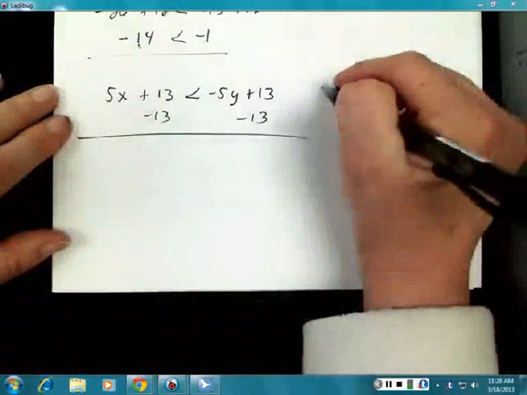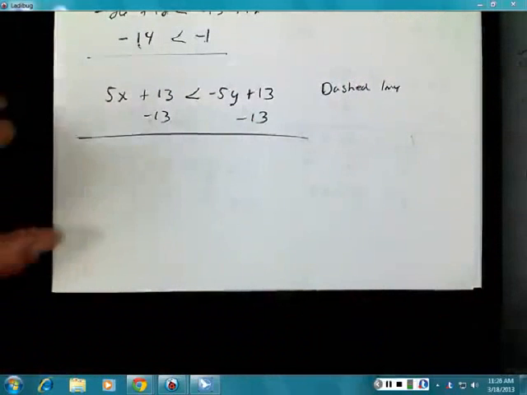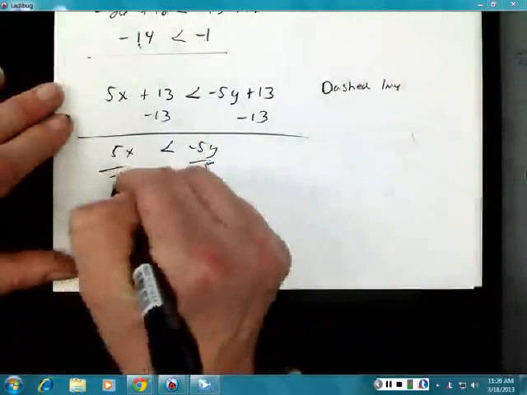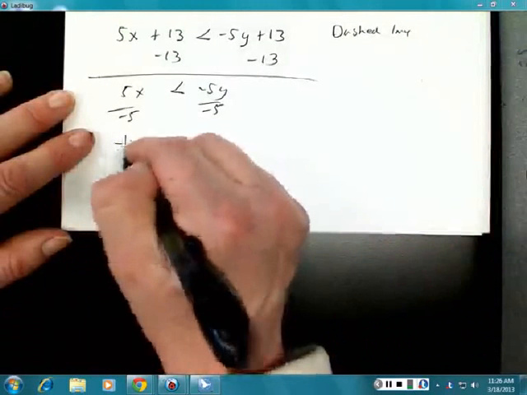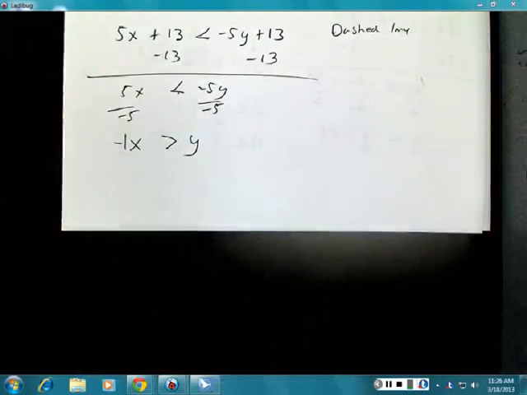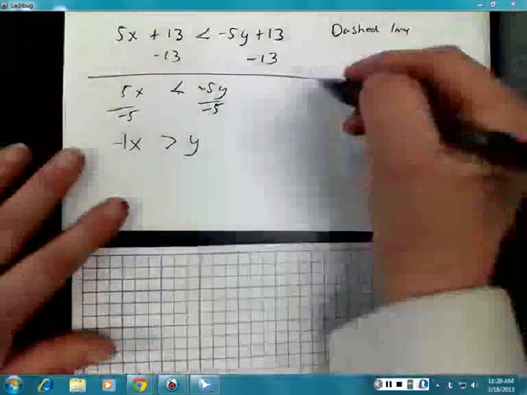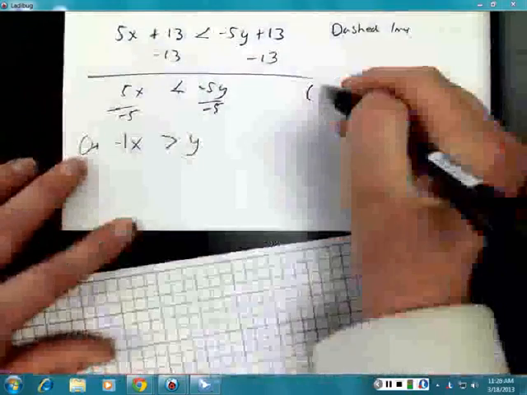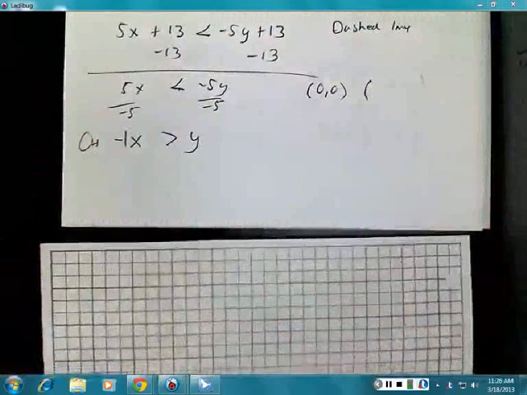So, I get a -13. What kind of line is it going to be? Dash. Yep, it's going to be a dash line. So I get 5x is less than a -5y. Divide by -5, and I get a -1 in front of x. Flip my sign. Two points that are on it: there isn't an intercept listed, so we know it's 0, 0.